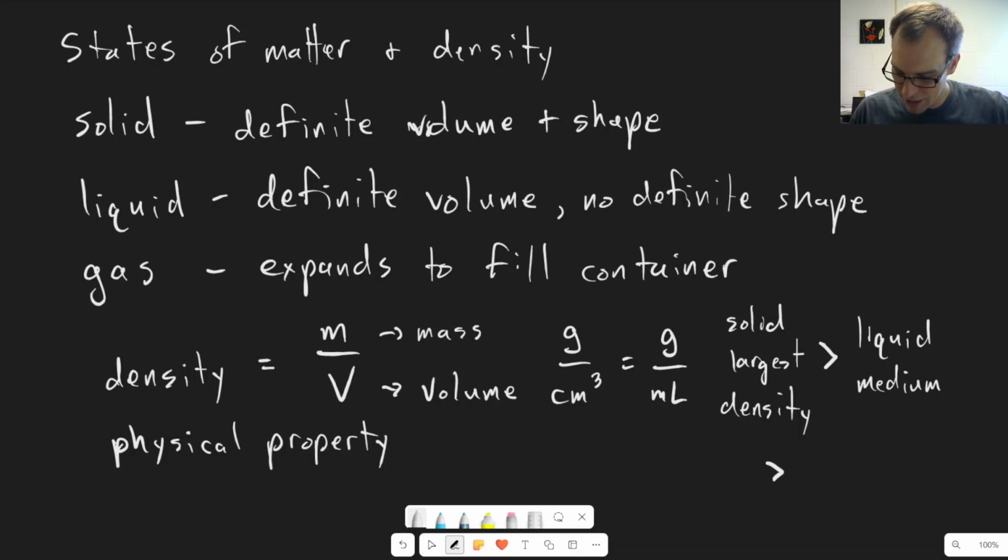And the least dense always is the gas, by quite a bit, because the atoms or molecules are not really stuck together. And so just wanted to make sure that we're all on the same page about states of matter, and that's the end of this short review video.